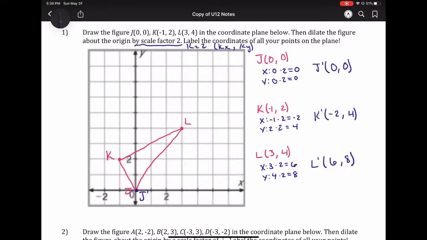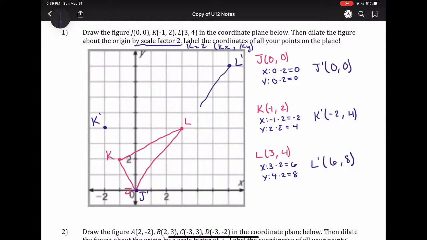So I have K at negative 2, 4, which is up here. That's my new K. And I have my new L at the point 6, 8. So we're at 2, 3, 4, 5, 6, and 1, 2, 3, 4, 5, 6, 7, 8 is up here. So that's my new L.